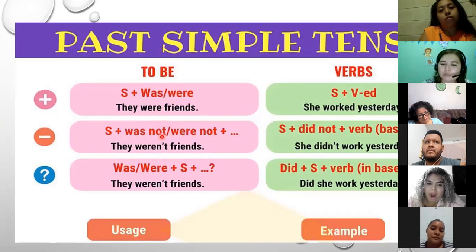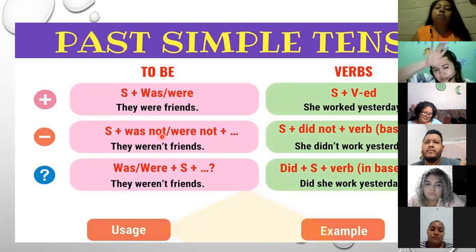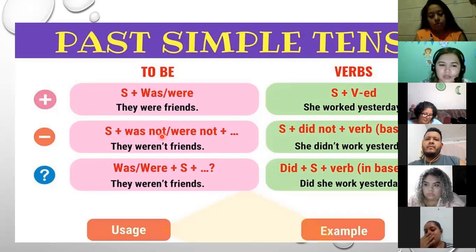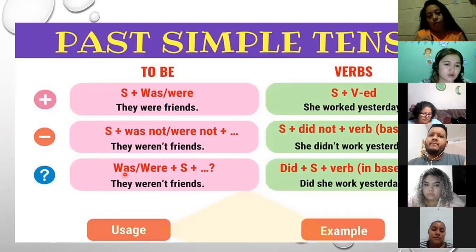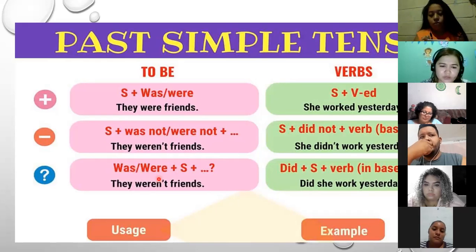So now in past, okay? I was eating pupusas yesterday. Now, in negative, I was not eating pupusas yesterday, okay? So we have the structure right here. And we have a question right here. Were you with your classmates yesterday at night? So that's a question, right? Using were, okay? So they were friends, okay?